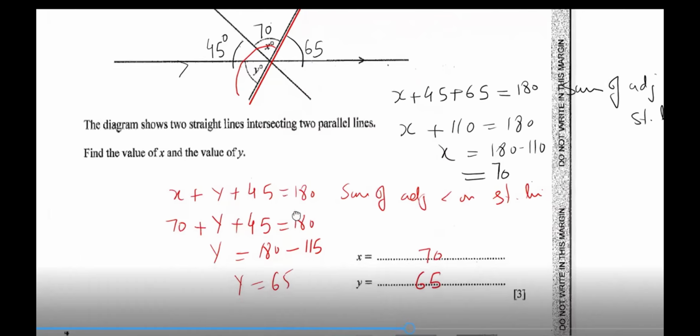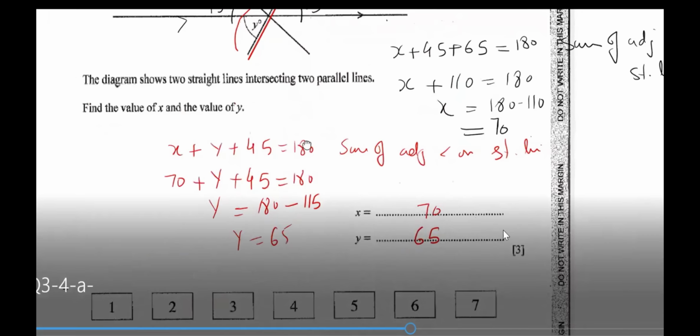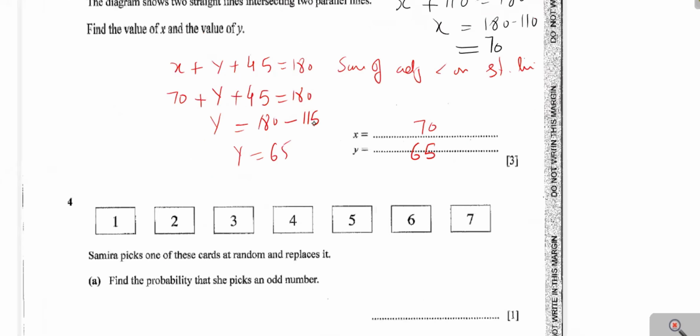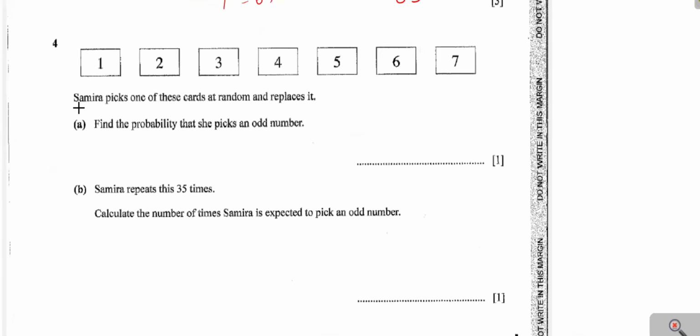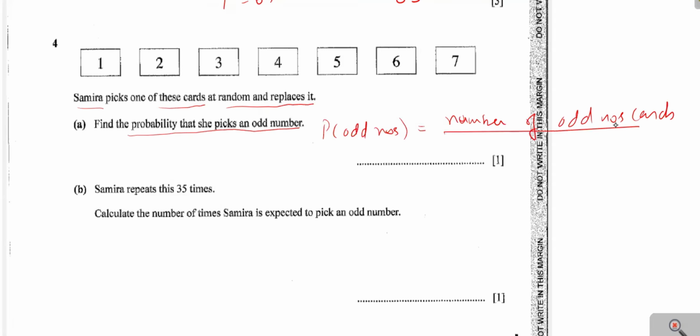Therefore, x equals 70, y equals 65. This is the answer. Question 4. Samina picks one of these cards at random and replaces it. Find the probability that she picks an odd number. The probability of an odd number equals the number of odd number cards divided by the total cards.